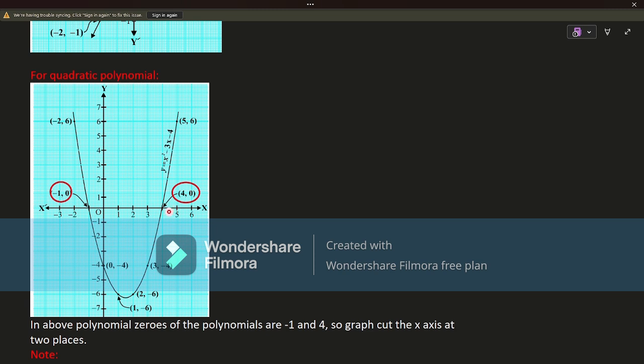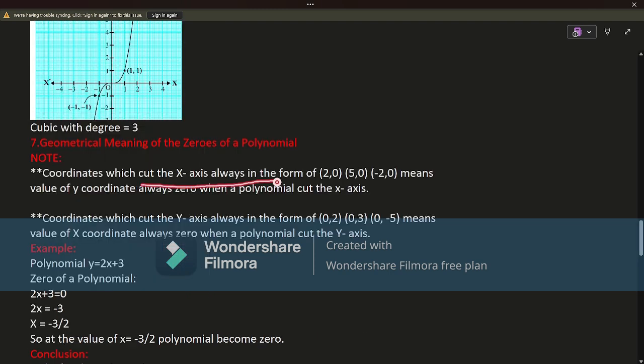So any point which lies on the x-axis, the y coordinate is always 0. Any point which cuts the x-axis, the y coordinate is always 0. See here, (2, 0), (5, 0), (-2, 0). The common thing in all these three is that the y coordinate is 0. So all 3 points lie on the x-axis. In the same way, if any point lies on the y-axis, the x coordinate is always 0. Observe the pattern here: (0, 2), (0, 3). So the x coordinates are 0, 0, 0.